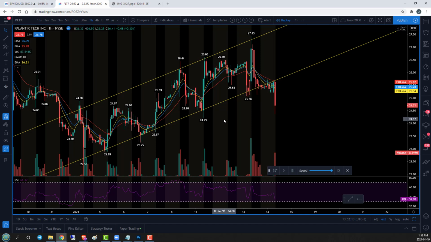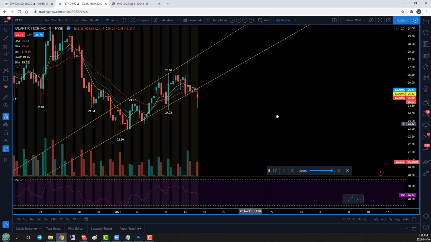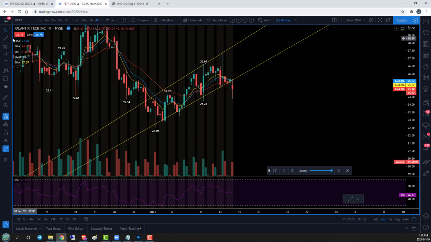Now, the only saving grace here is using our price action. We can go to the 4-hour time frame and we can maintain 4-hour higher lows. If we can do that, we're going to be okay. 24.23, 4-hour higher lows.